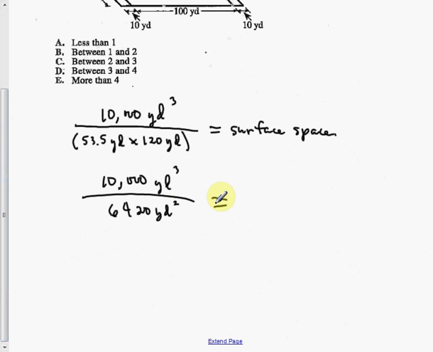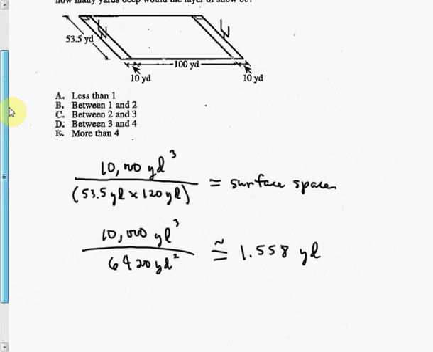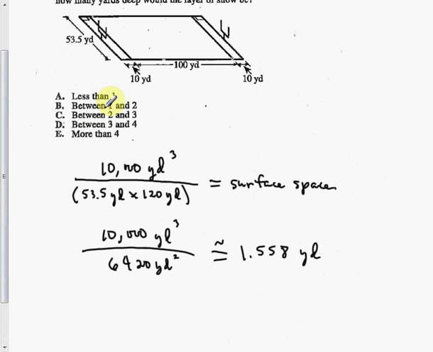I get 1.55763, something like that. So I get 1.558 for the approximation, let's just round that up. This is yards. So here, this is giving us the height of the snow, right? So isn't that between 1 and 2? It's between 1 and 2 yards.